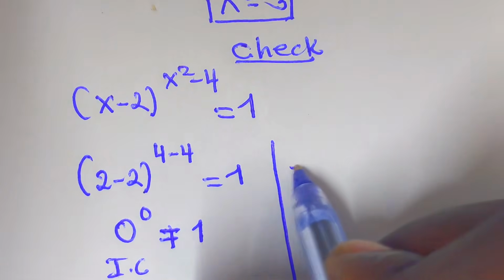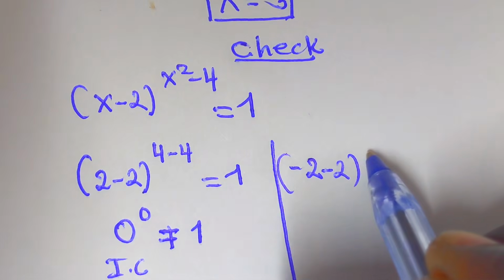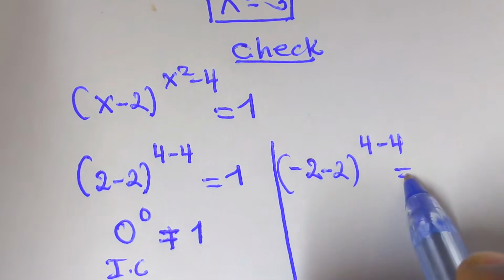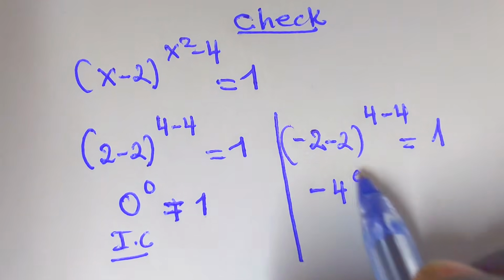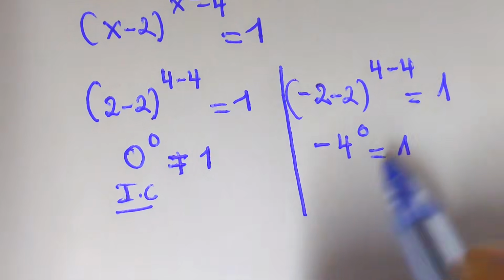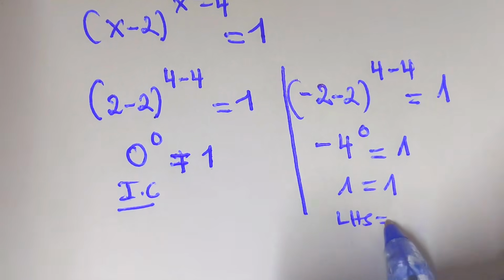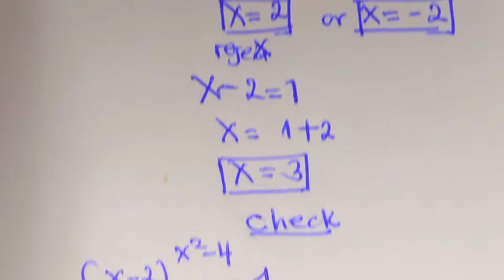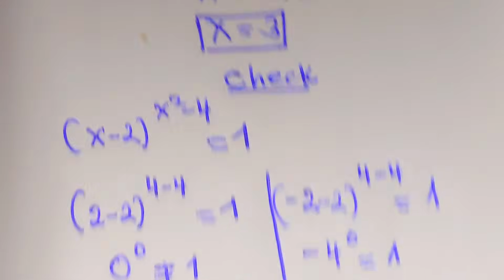Now on the second one, we have negative 2 minus 2, power 4 minus 4, and this will be 1. So we have negative 4 power 0, which equals 1, and 1 equals 1. Left hand side equals right hand side, so negative 2 is correct.